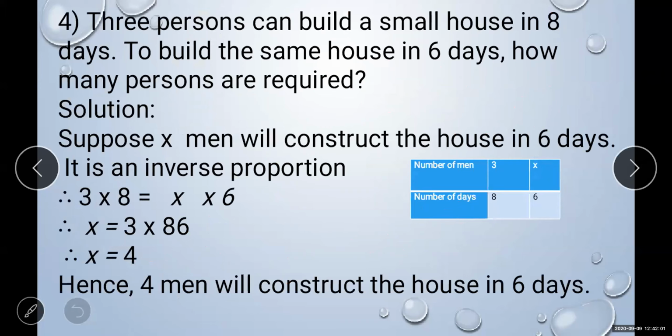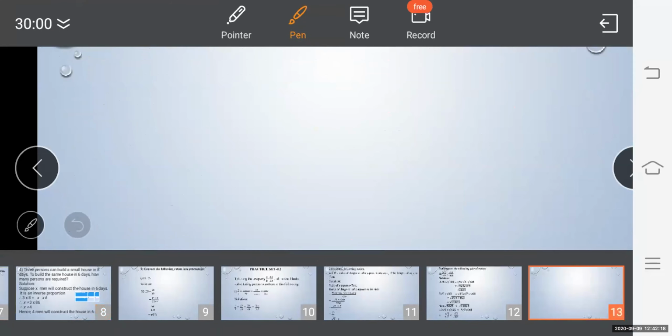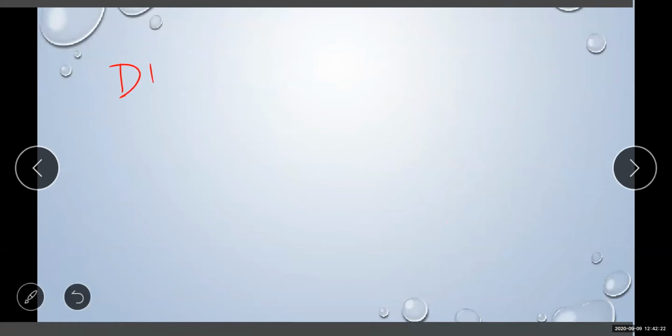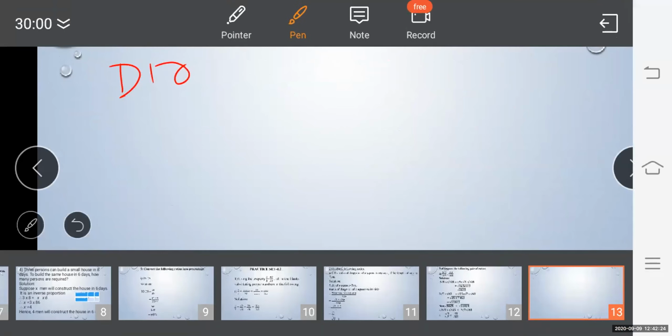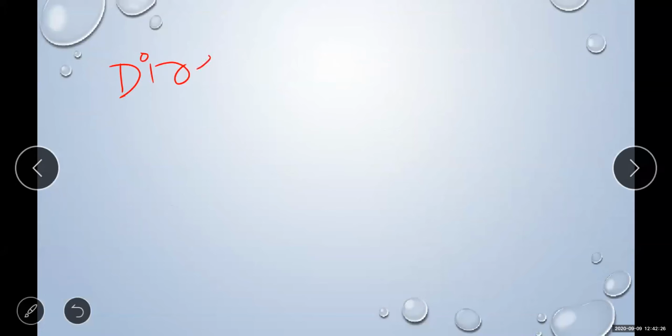Okay, so I'll move forward with the fourth question. This question is about proportion. Before that, let me clear some basic things about proportion. Now we know that there are two types of proportion. Which ones? Direct and inverse.